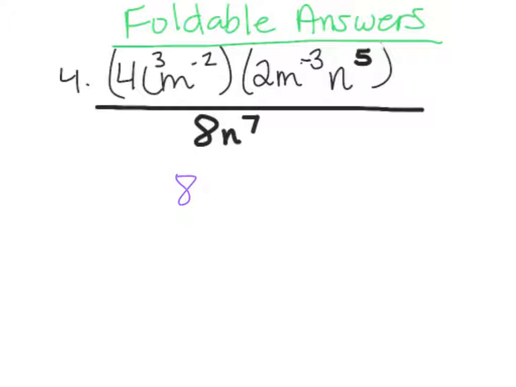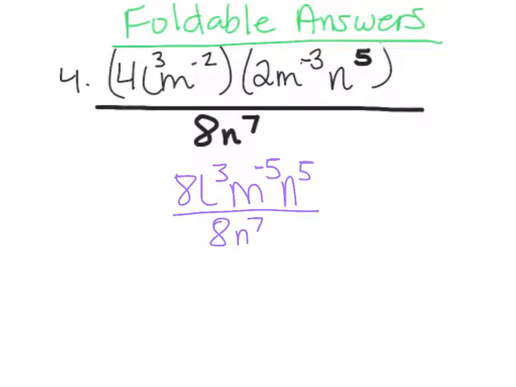And then L, I don't have any more L's, so I just have L to the third. My M's, I have a -2 and a -3. Same base, which means I add the exponents. So -2 plus a -3 gives me a -5. So M to the -5. And then I don't have any more N, so it's N to the 5th over 8N to the 7th.